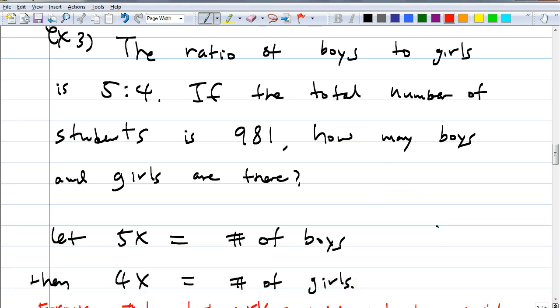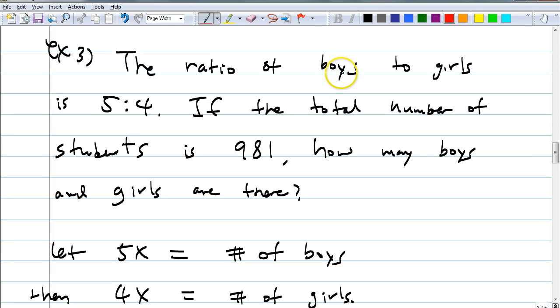Guys, is this important, the way they say boys to girls? That 5 really goes with boys and the 4 goes with the girls. Is that order important there? Yes? Okay, if it said girls to boys, then this would have been switched. Does that make sense? Okay, then what's the equation? Austin, what's the equation? What did you guys come up with?